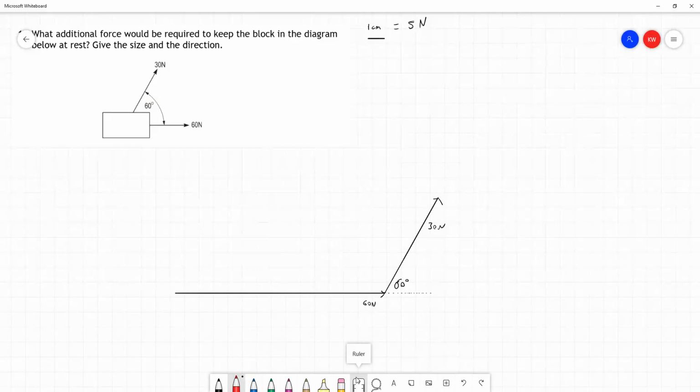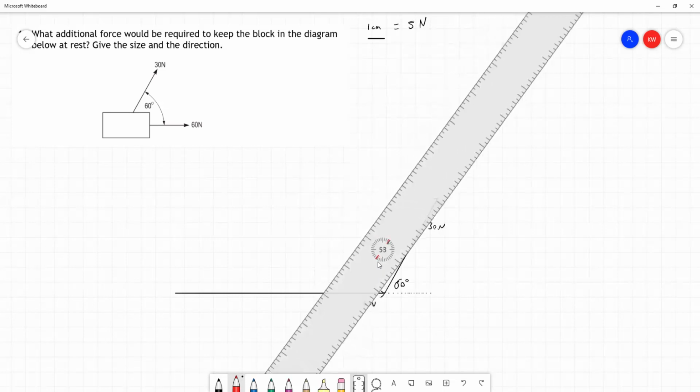So we know that the block is going to be at rest, which means we have to have a triangle of vectors that takes us back to the start. That means a final force going from the end of our 30 Newton vector back to the start. Now, I should say it wouldn't have mattered which order. If we'd done the 30 Newton vector first and then the 60 Newton vector, the line we end up drawing would still have the same size and the same direction. And you can try that to convince yourself if you want to, when you've done it that way already.